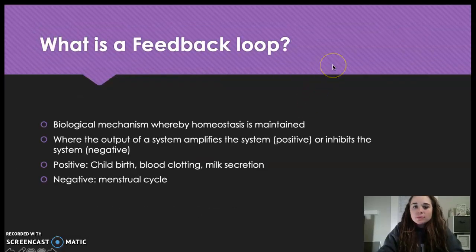So what is a feedback loop? A feedback loop is a biological mechanism whereby homeostasis is maintained. The output of a system amplifies the system, which would be a positive loop, or inhibits the system, which would be a negative loop. An example of a positive loop would be childbirth, blood clotting, and milk secretion. And then an example of a negative loop would be the menstrual cycle.